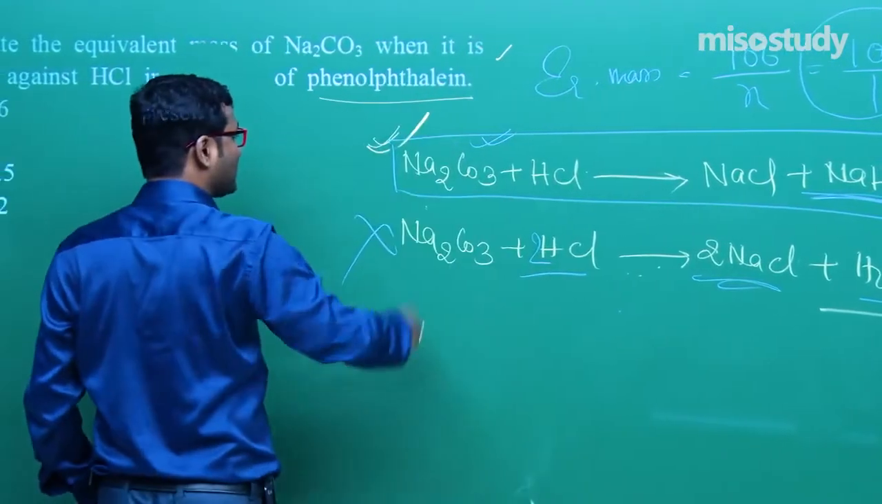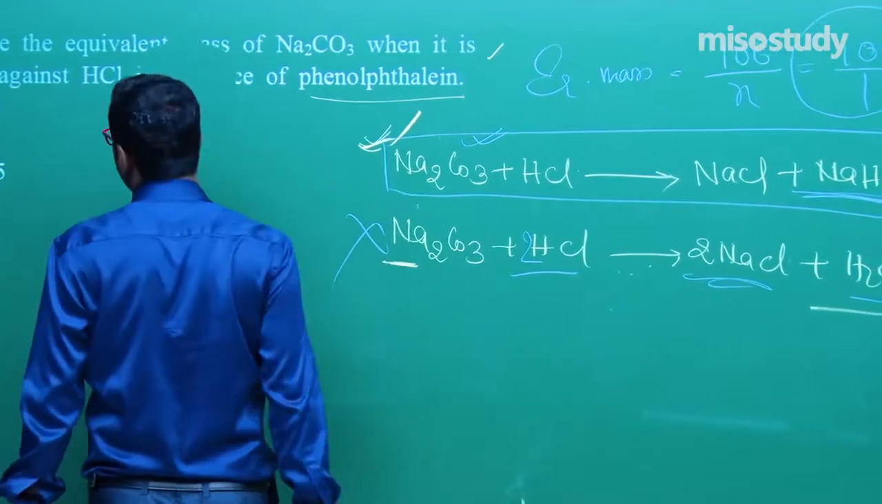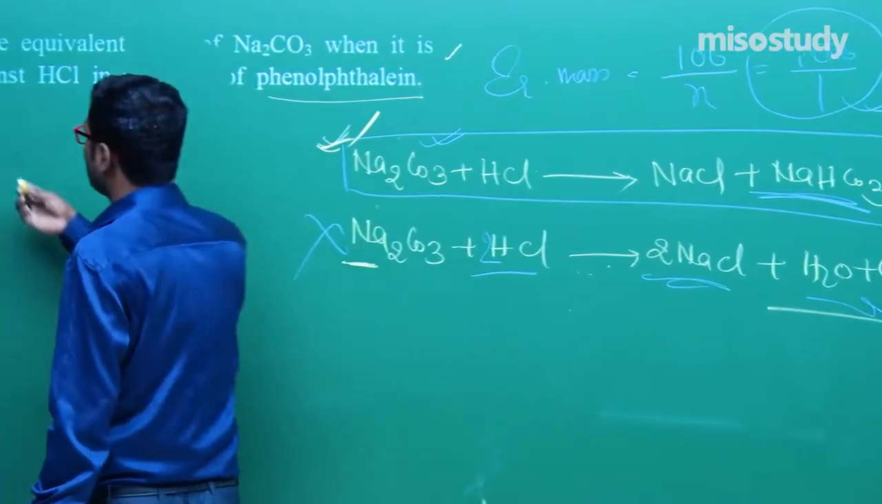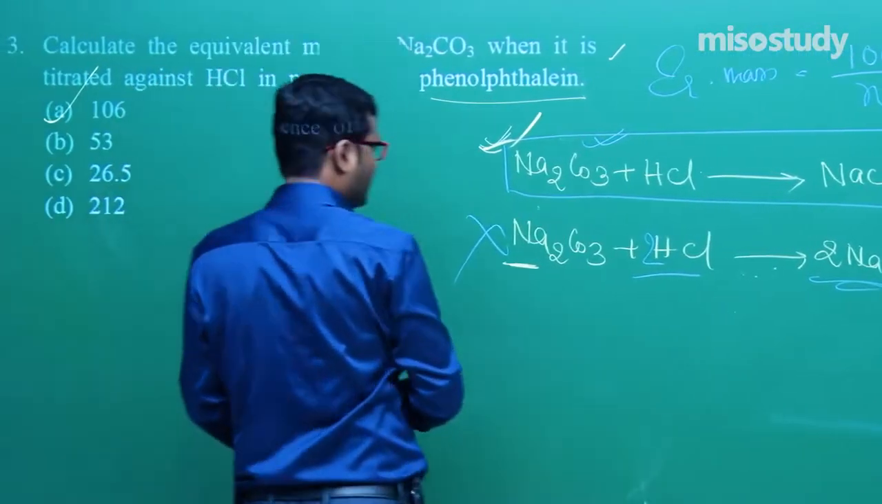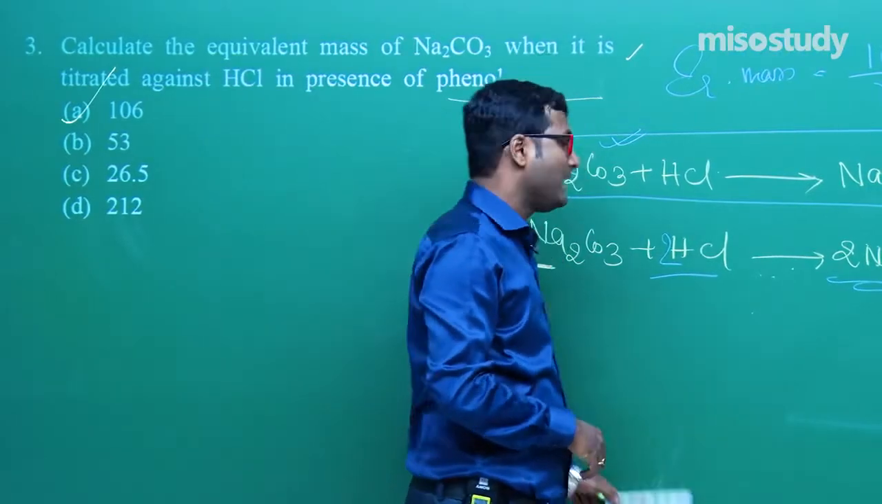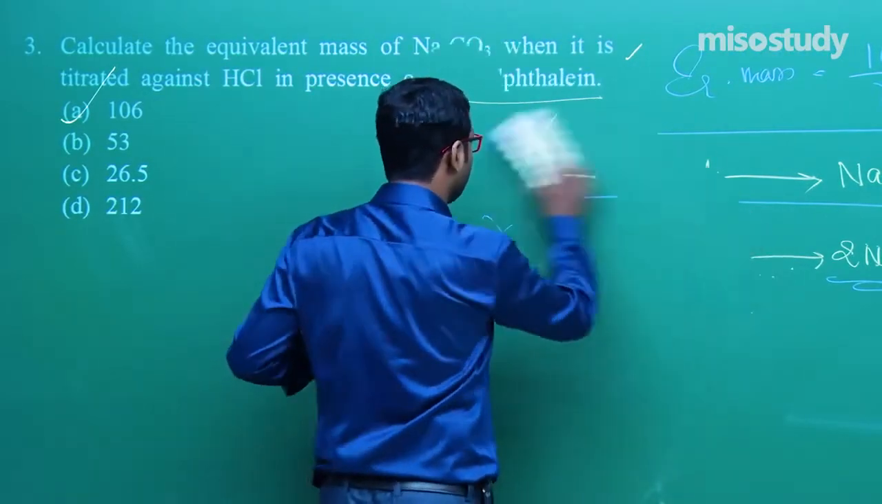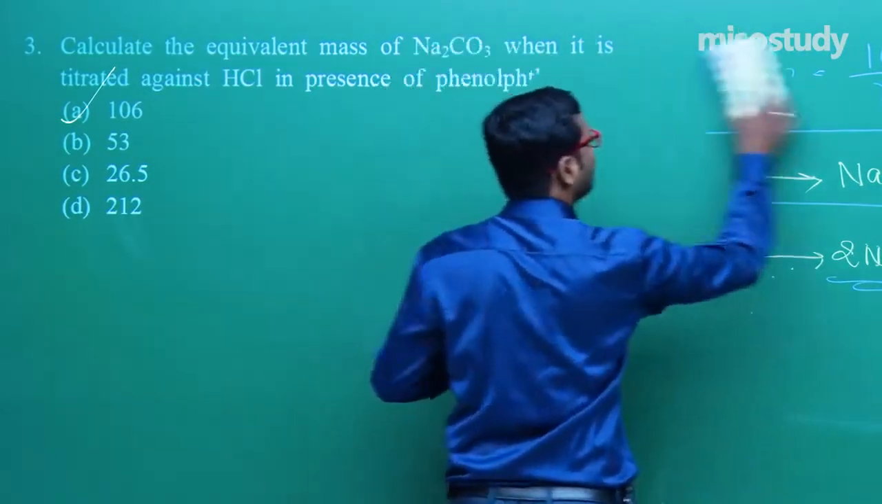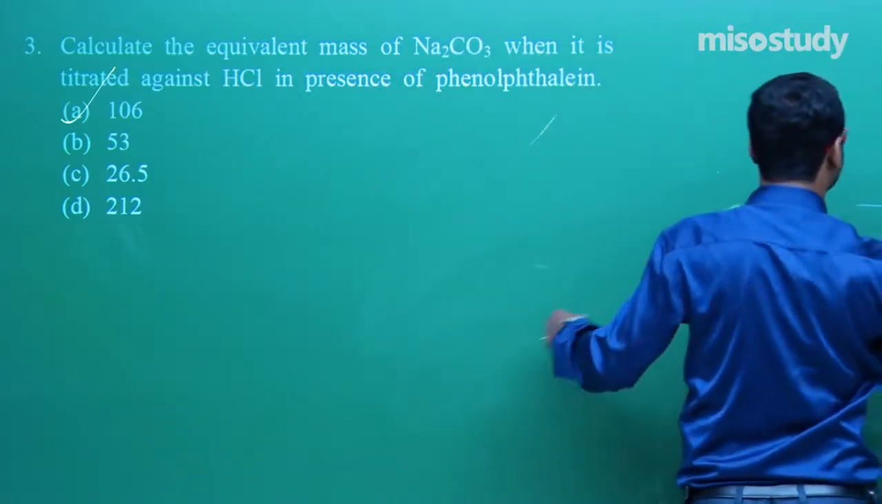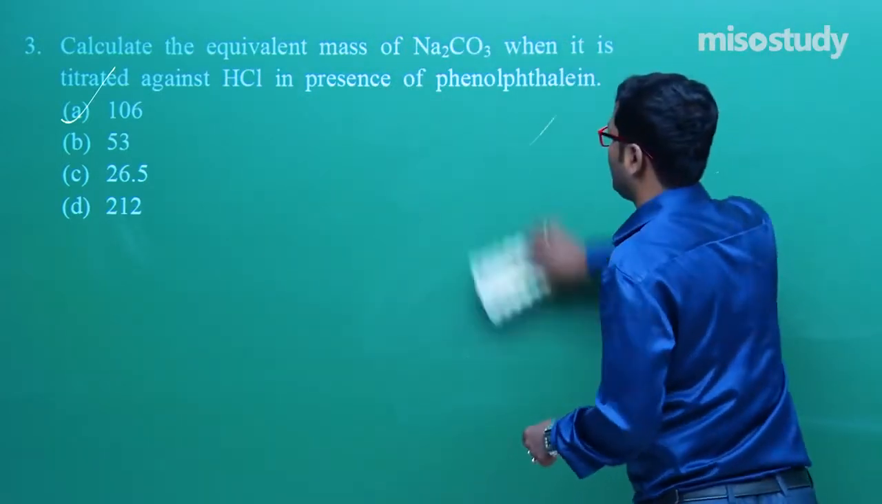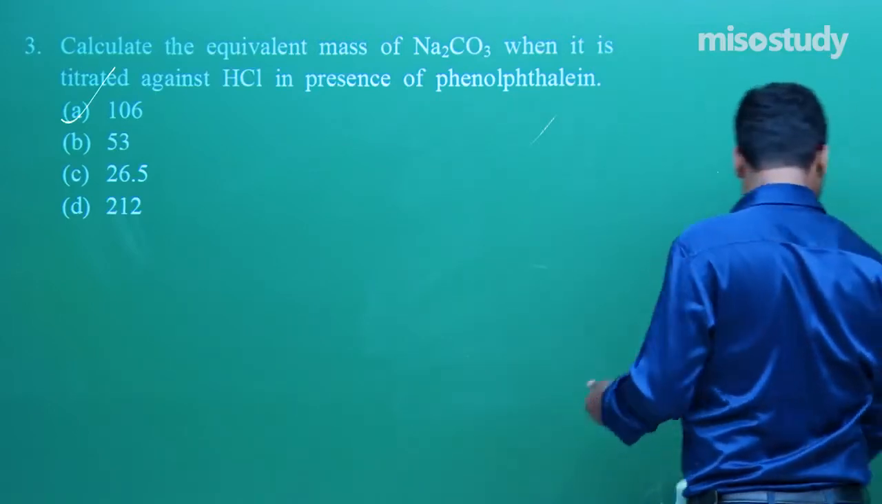This is the reaction. This is not. So we can say for this question, A is the correct option. Clear, friend? For this, A is the correct option. I'm going to rub this part and we'll discuss the next one. Wait for a moment.